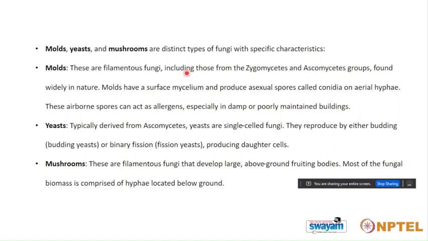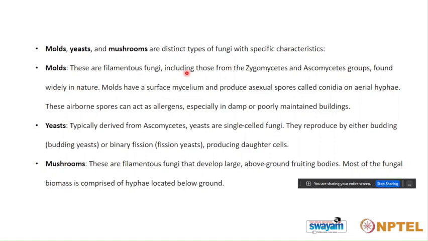So molds, yeast, and mushrooms are different classes and distinct types of fungi, and they vary with respect to different characteristics. In the case of molds, these are filamentous fungi. They have mycelium and produce asexual spores called conidia for reproduction. These spores can also act as allergens and may create health problems for human beings. So basically, molds are filamentous fungi.